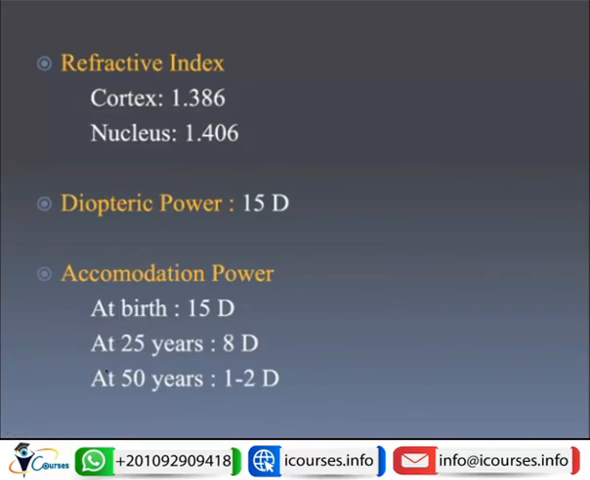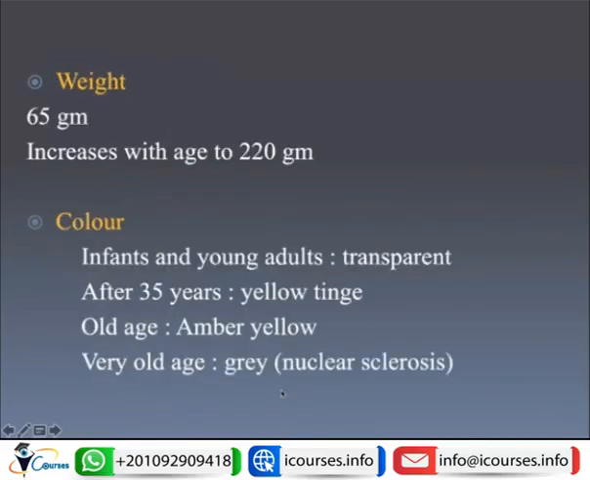And as we get older, the axial length increases and the dioptric power of the lens decreases. So it becomes 8 diopters at 25 years old, and at 50 years old it becomes only 1 to 2 diopters. As we mentioned, the lens continues to grow for the entire life. The weight of the lens is about 65 grams, and that increases with age up to maybe 220 grams.